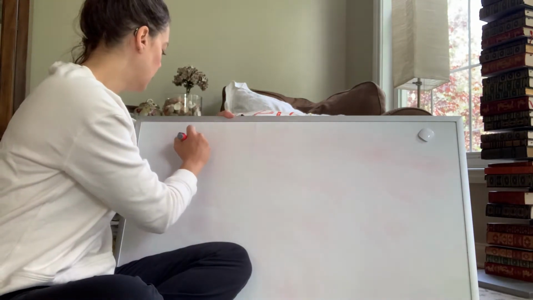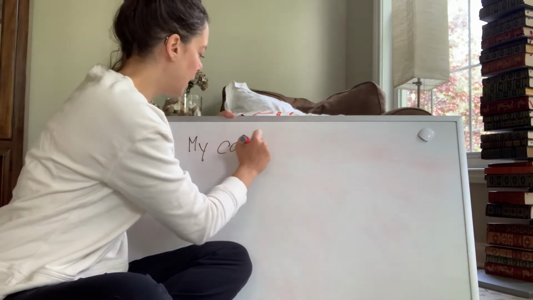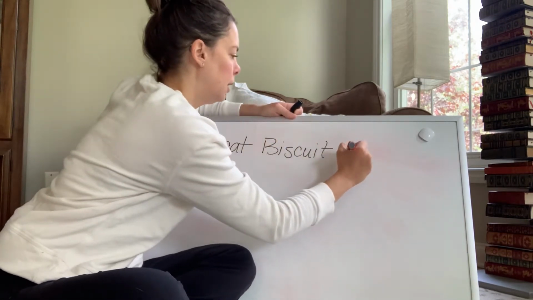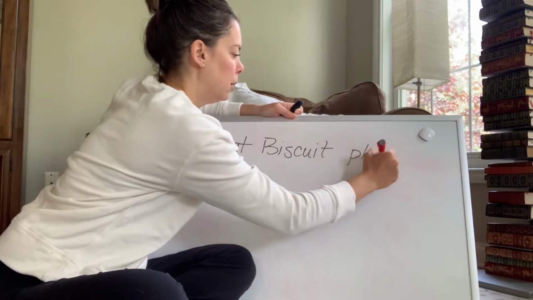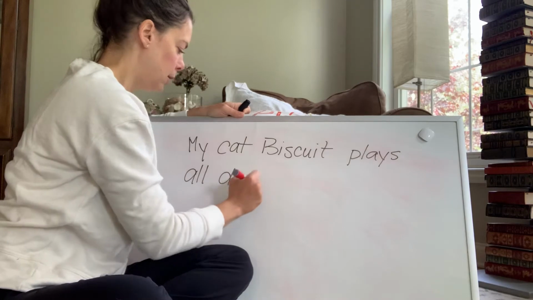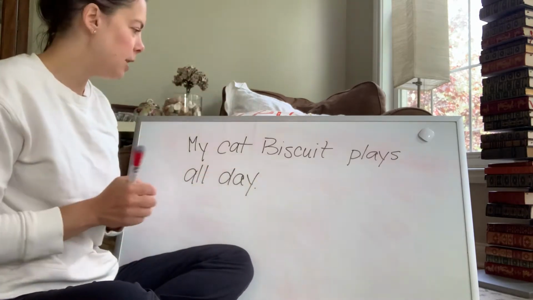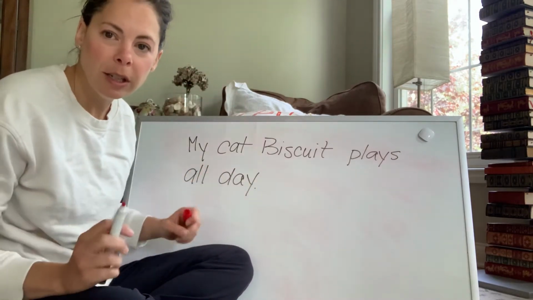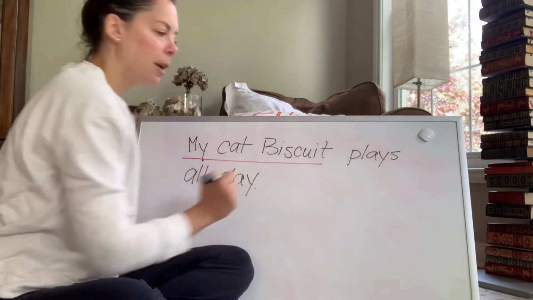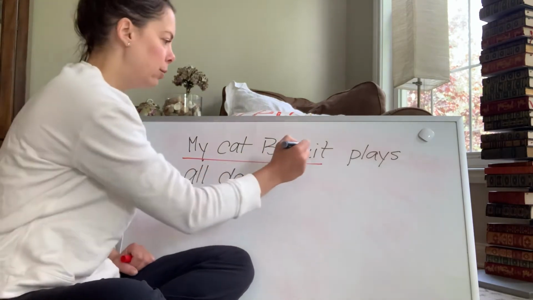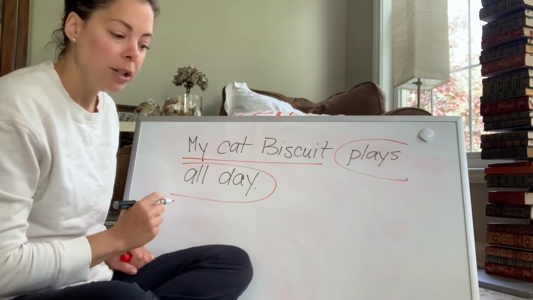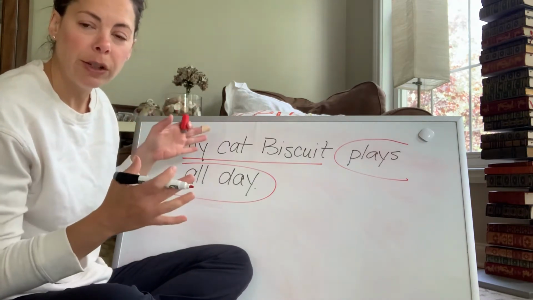Let's see. My cat Biscuit plays all day. So if we look at that sentence, who is in my sentence? Not just the one word, but the whole section of the sentence is my cat Biscuit. And what does she do? She plays all day. So we've divided our sentence into two parts.